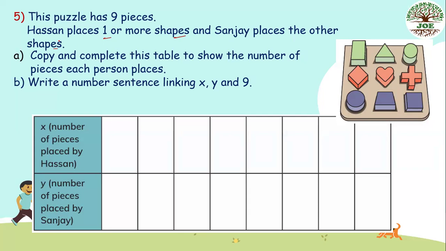Okay. X is for Hassan. If X is 1, Y is... they are altogether 9. 9 minus 1 is 8. Sanjay places 8. And this is 2: 9 minus 2 is 7. If this is 3, 9 minus 3 is 6. This is 4, this is 5, and this is 5, this is 4. If 6, this is 3, 7, 2, 8, and 1.